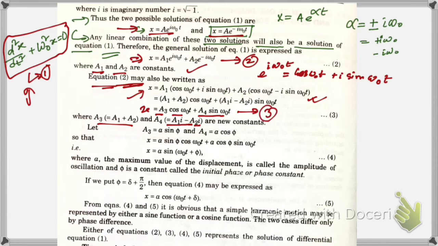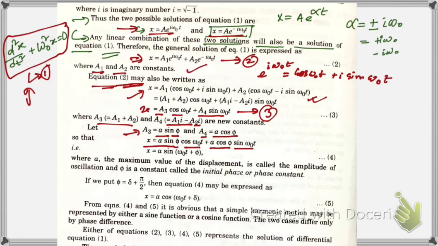So now let a3 is equal to small a sin phi, a4 is equal to small a cos phi, so that you can write x is equal to a sin phi cos omega naught t plus a cos phi sin omega naught t.